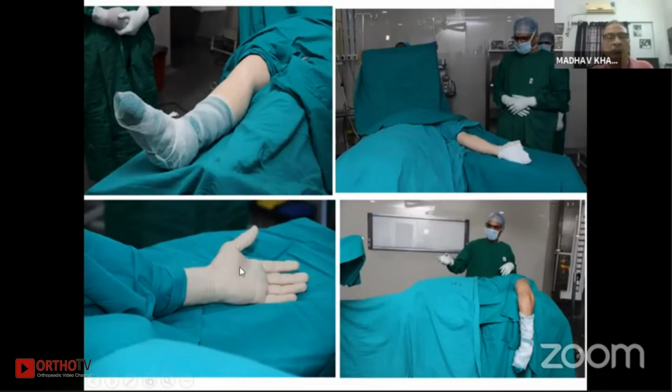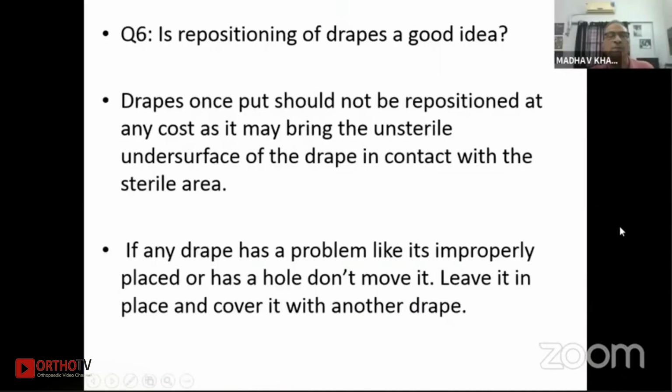so that you can take a peroneal graft. So these are various positions of the patients where I have shown that when you are operating on a hand or a wrist, on an elbow from the posterior, or on the forearm, this is the area that you should keep exposed. Question 6.